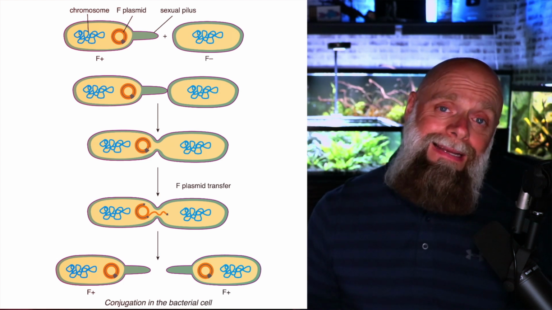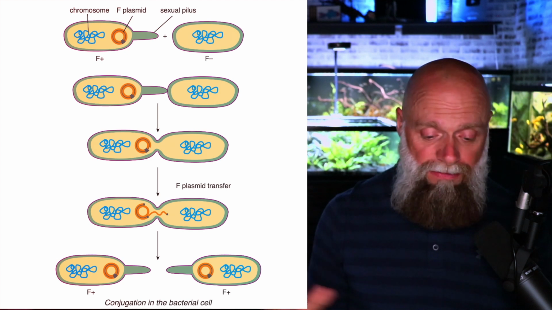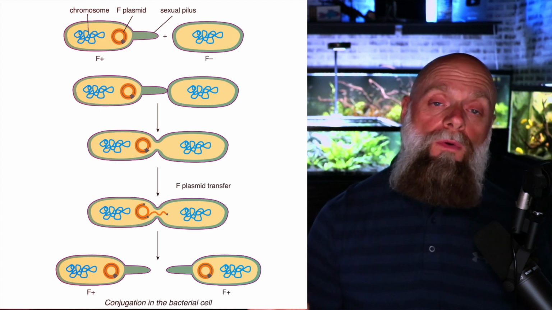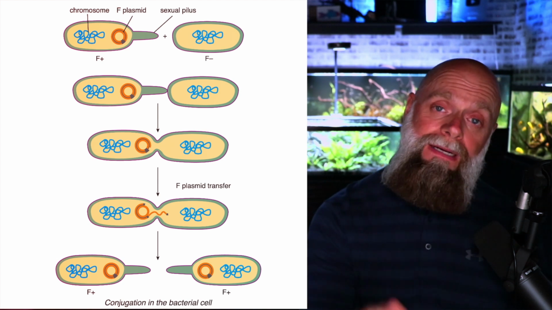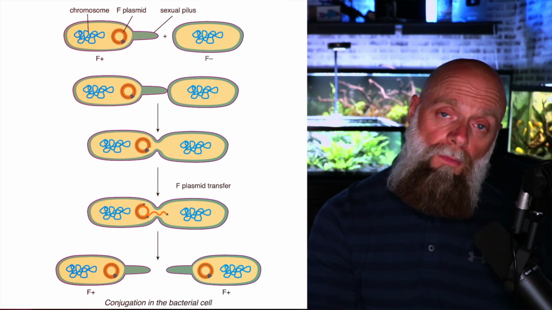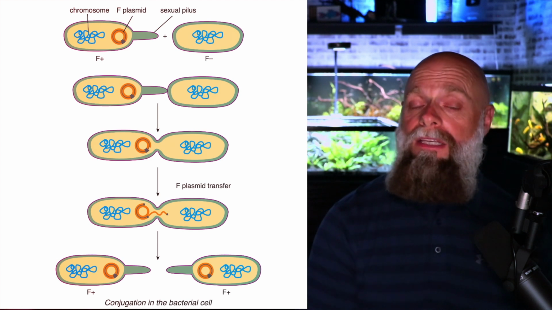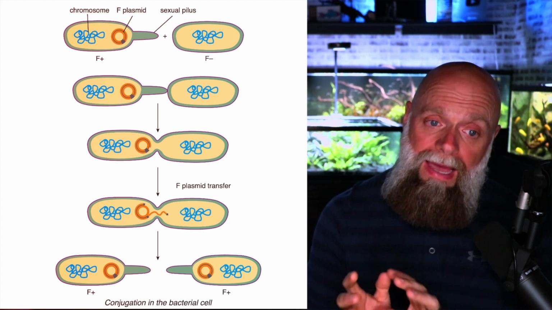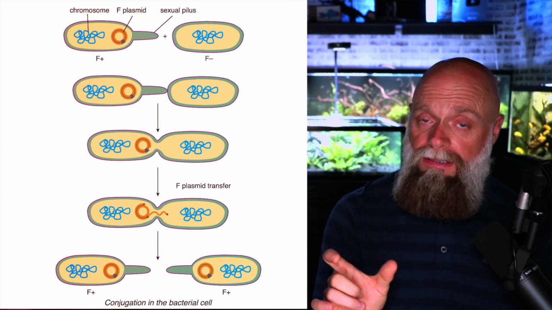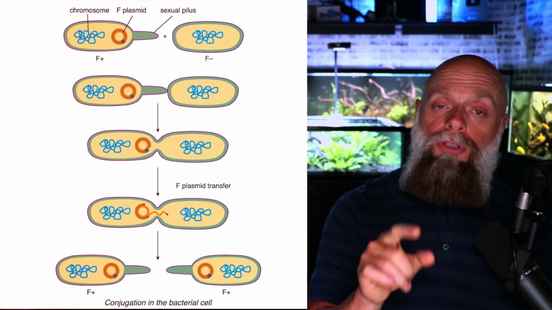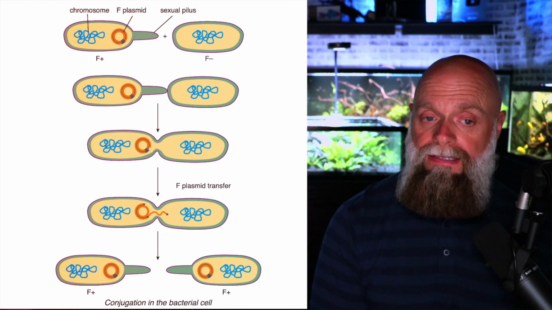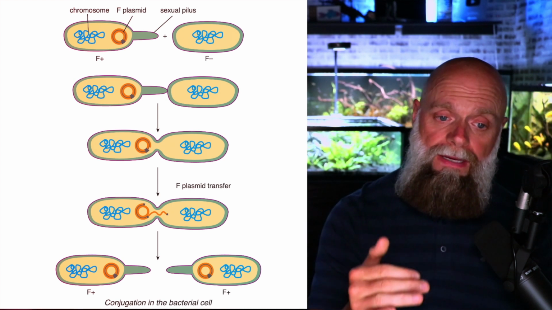The F minus cell does not have the ability to initiate contact between 2 cells, and so that is going to be the recipient. So this F plus cell, thing number 1 is it has an F plasmid. And this plasmid carries information for the F plus cell to make that pilus and be able to transfer the plasmid from itself to the recipient on the right-hand side. And so we see that process as it plays out.